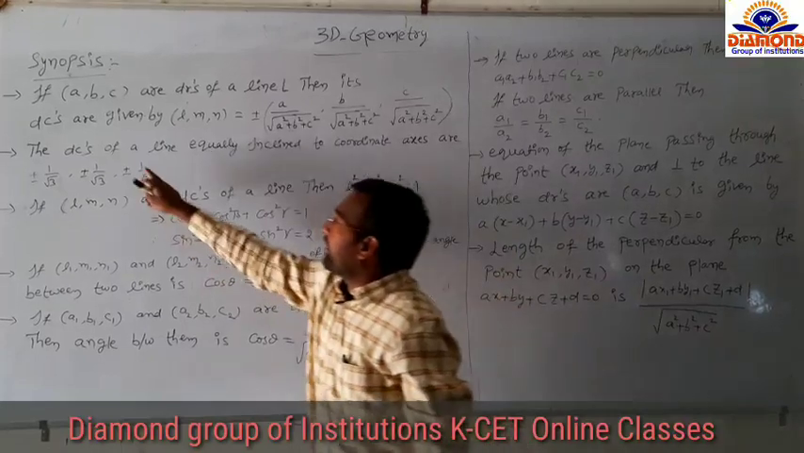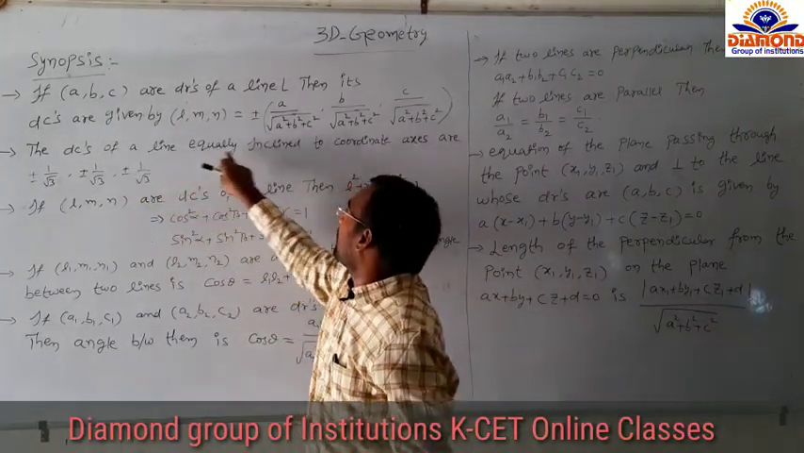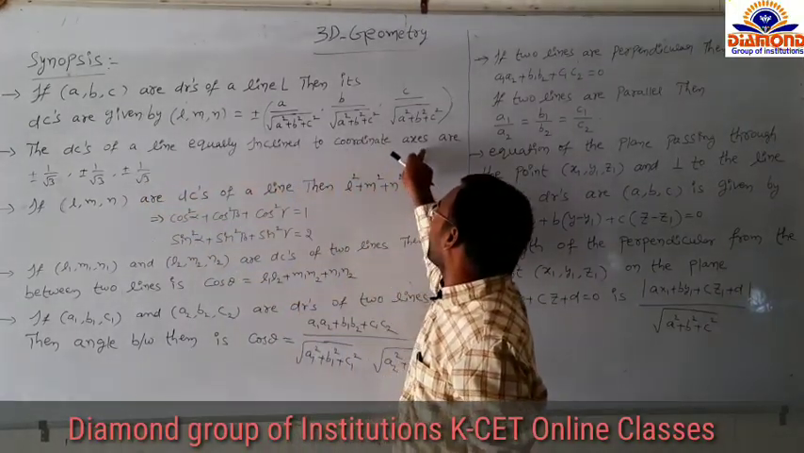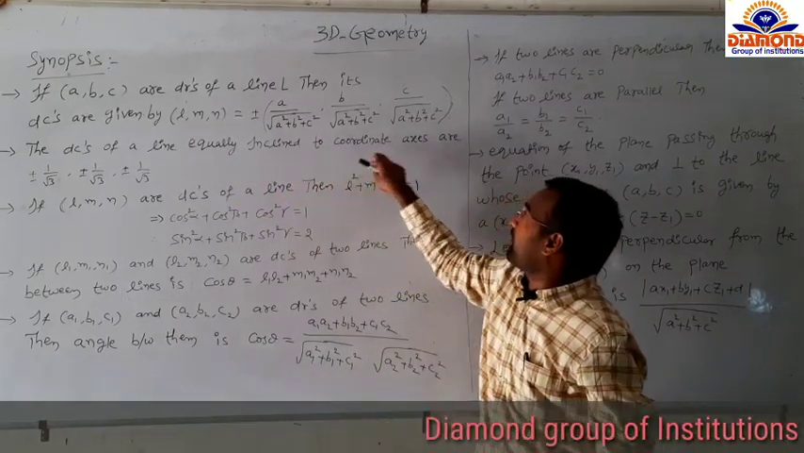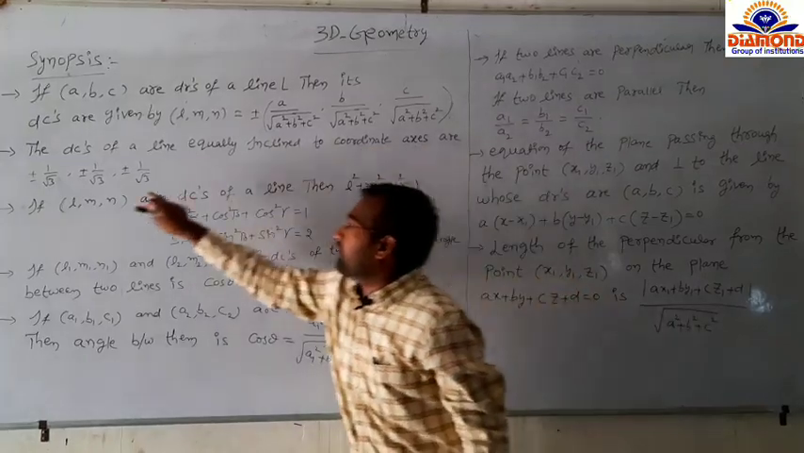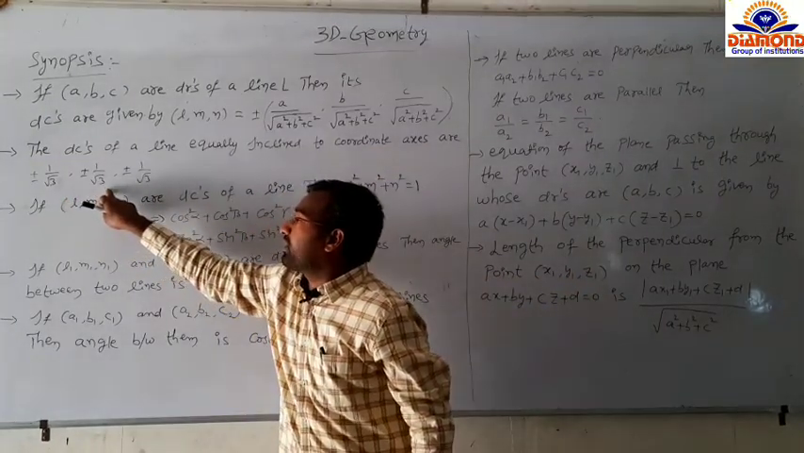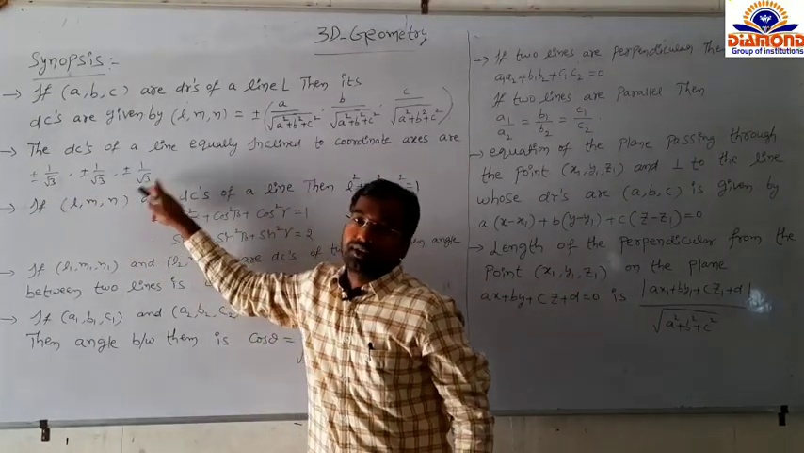Next, the direction cosines of a line equally inclined to the coordinate axes are plus or minus 1 by root 3, plus or minus 1 by root 3, plus or minus 1 by root 3.